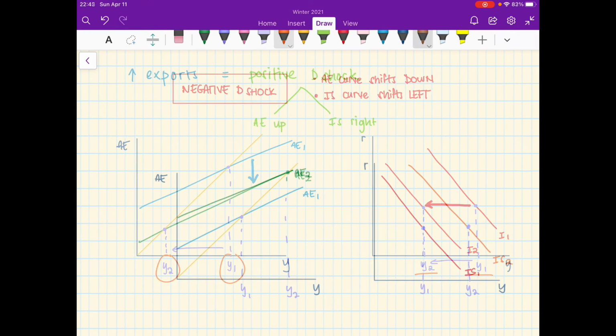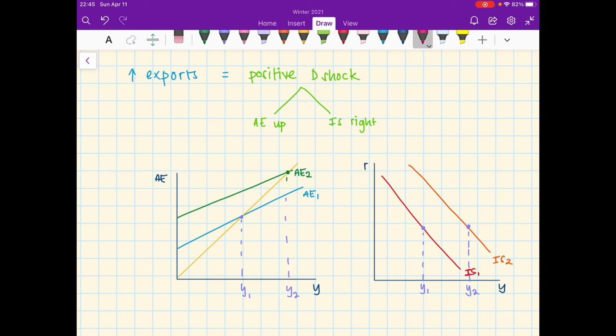Let's say that there was an increase in exports, which causes a positive demand shock. The AE curve will shift up, which will cause the equilibrium GDP to increase. So we go from Y1 to Y2, and this will be reflected again in the IS curve. So the IS curve will shift to the right, and again we will see that increase in GDP from Y1 to Y2 there. As you can see, the real interest rate remains constant, and equilibrium is maintained in the AE model.